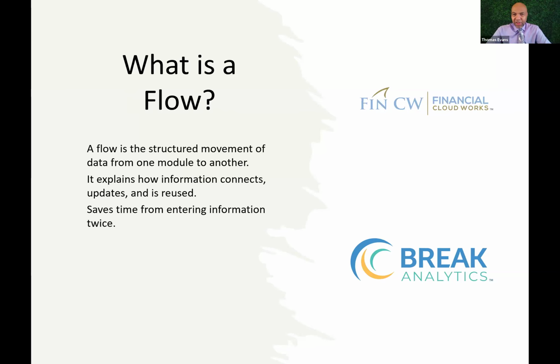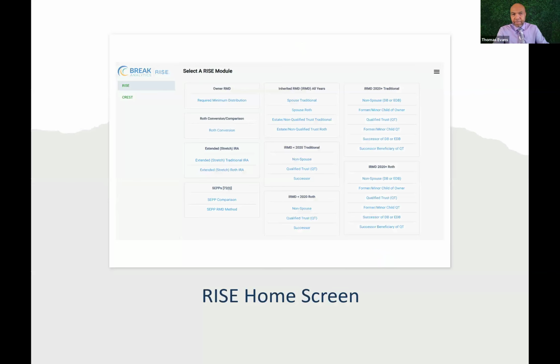First, the question is, what is a flow? Why is a flow important? What are we talking about when we talk about a flow? A flow is the structured movement of data from one module to another. It explains how information connects, how information is updated, and how information is reused. The object of flows, in case data flows, is to save time so that you're not having to enter information over and over and over again. So the object is to make sure that we have something that can move over very easily without you having to be stressed about entering something constantly.